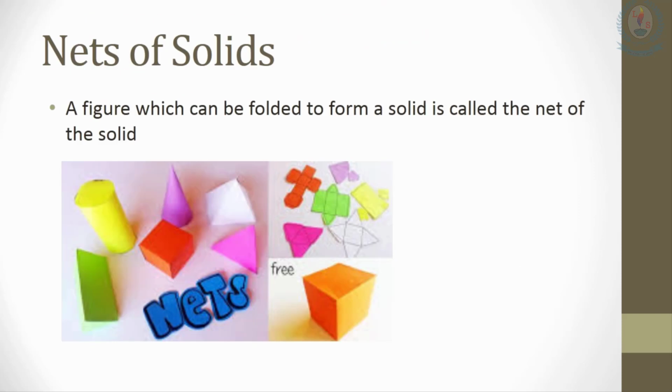Up to now, we were talking about the 2D shapes or the polygons. Now let's talk about the solids. And under that, let's learn about the nets of solids. I think you can remember what is a solid. In this picture, you can see some solids that we have learnt in previous grades. Cube, cuboid, cylinder, cone, like that. Those are solids. And a net is a figure which can be folded to form a solid. A figure which can be folded to form a solid is called the net of the solid.